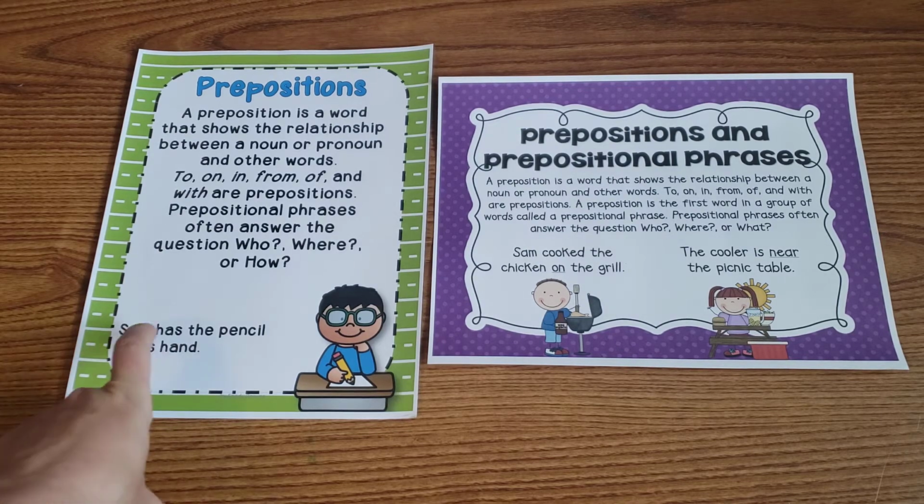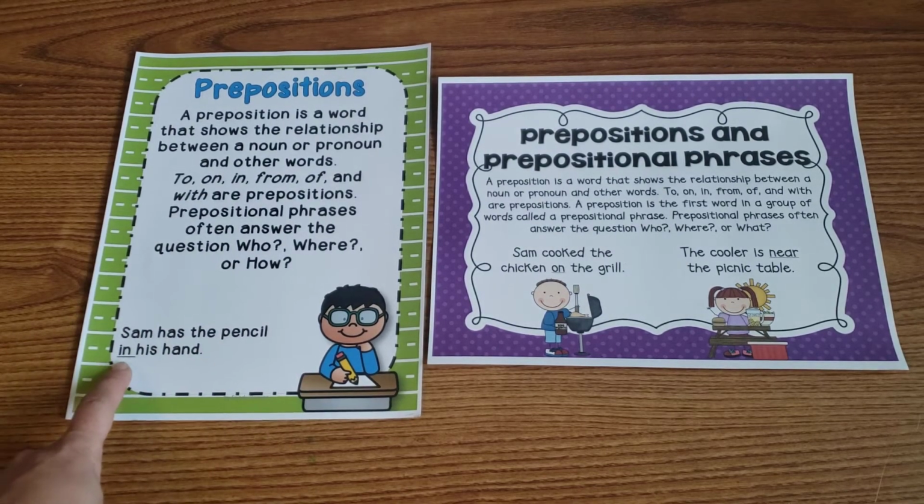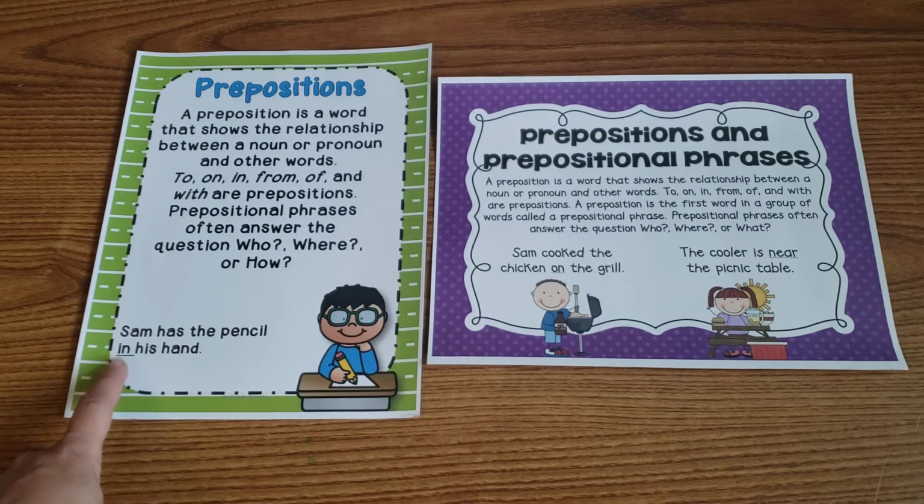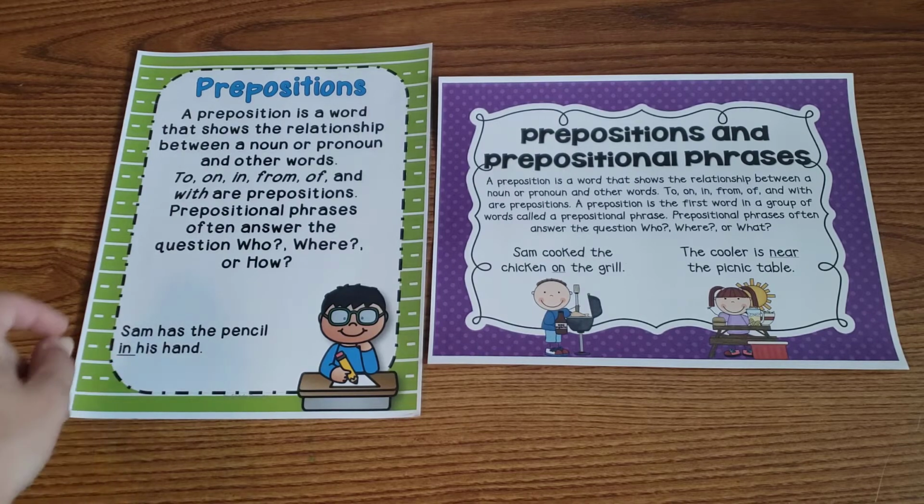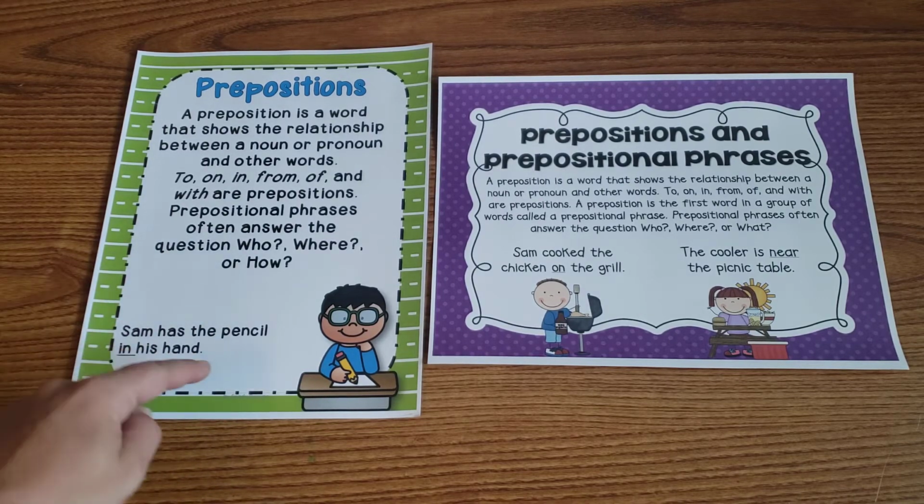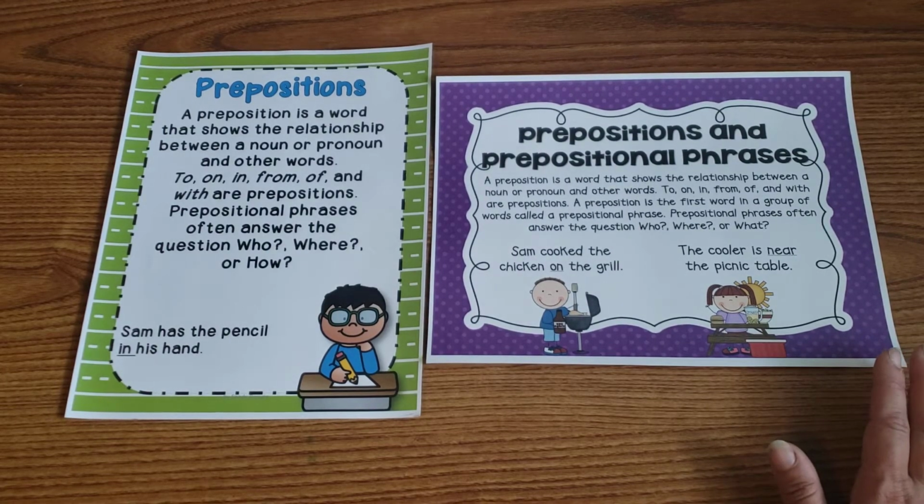So we have, Sam has the pencil in his hand. So here the preposition is in, right? Because it tells us the relationship between Sam and the pencil. Where is it? So the preposition is in, and the prepositional phrase is in his hand. Okay? So it's a word that shows relationship.